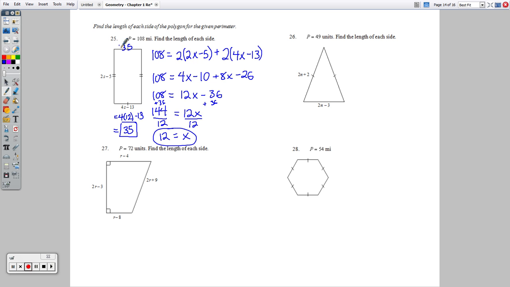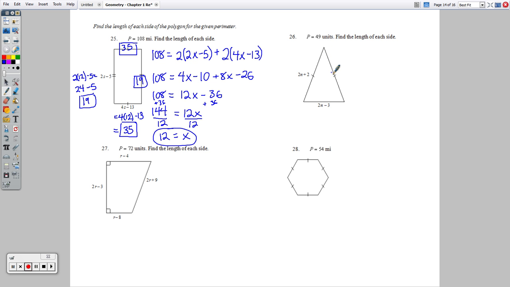So that's important information. That's a final answer. A part of a final answer. This would be 2 times 12 minus 5, 24 minus 5, in other words. That is 19 right here and right here. If you add all those up together, you should get 108. This would be 54 plus another 54 with these two together. That does equal 108. For this one, the perimeter is 49 units.